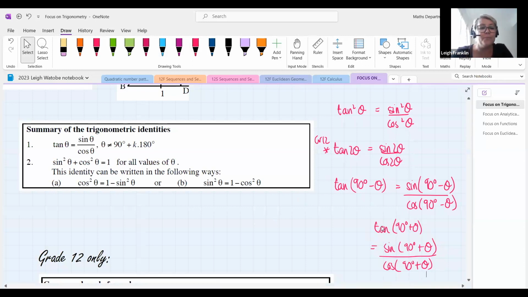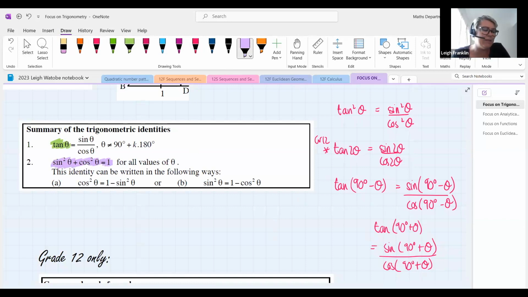As far as your square identity is concerned, so this is the tan identity over here. The square identity is the second one: sine squared theta plus cos squared theta equals 1. Both of these are important for us in matric.